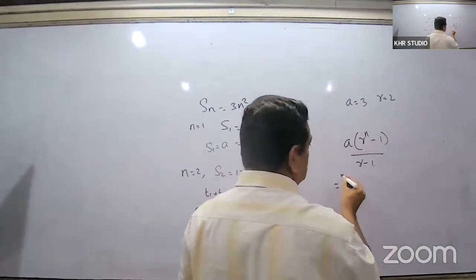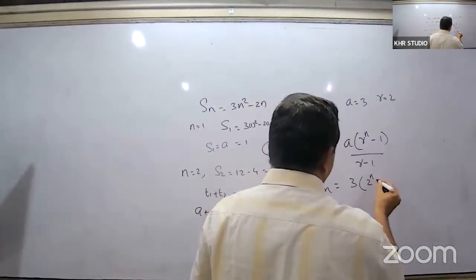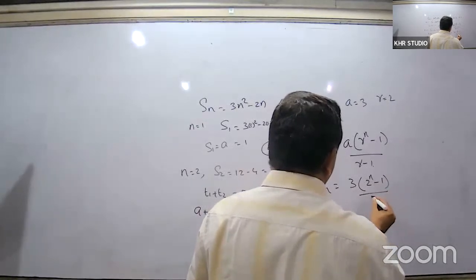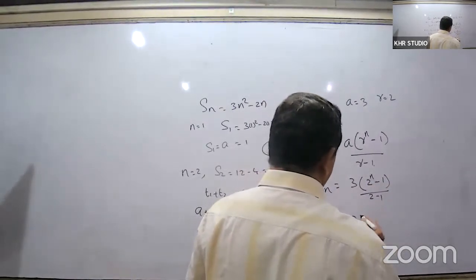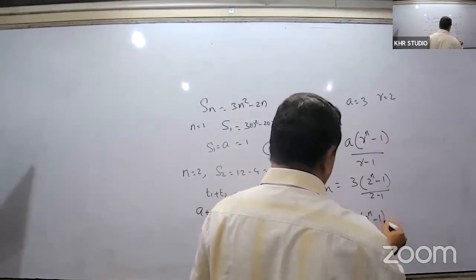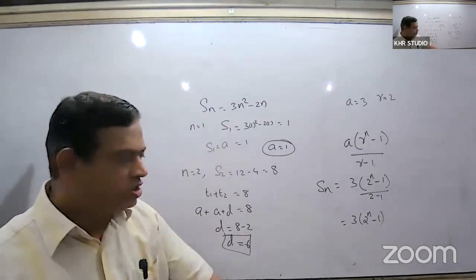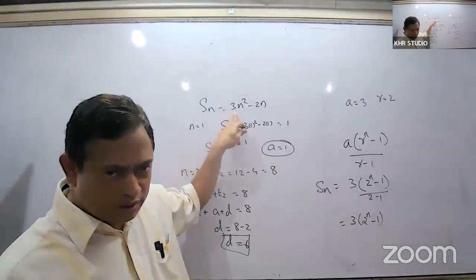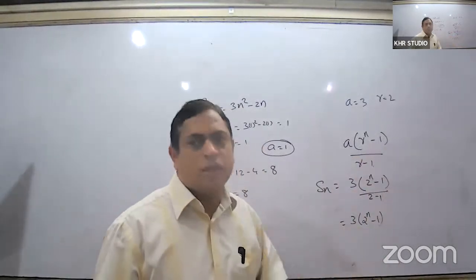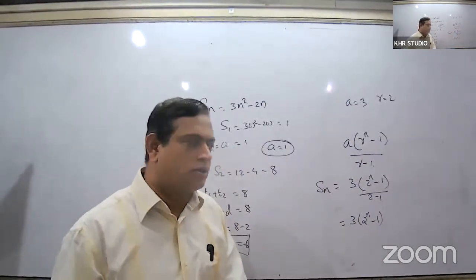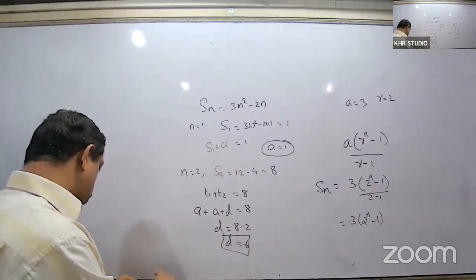So then what will be the SN over here? SN is equal to 3 into 2 raised to n minus 1 divided by 2 minus 1. Yes or no? That is equal to 3 times 2 raised to n minus 1. Something raised to n will come. In AP, this is n square. Here something raised to n, 2 raised to n, 1 by 2 raised to n, like that it is coming in GP. So that way you can identify whether it is GP terms.